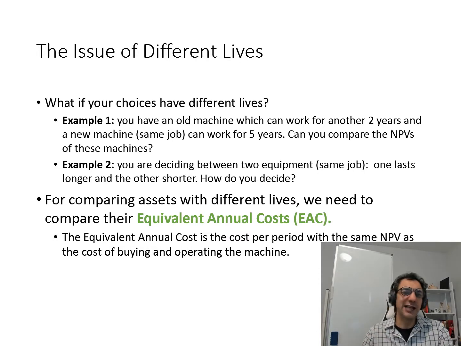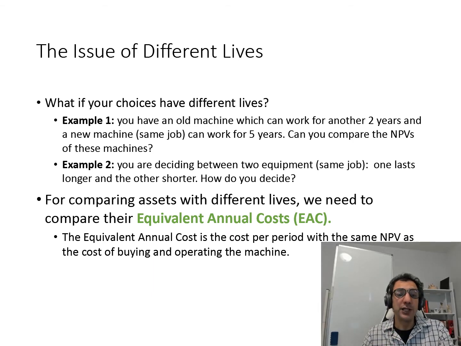So let's look at this example. You have an old machine which is still working and is good to go for another 2 years, and you can buy a new machine which does the same job, same function, but lasts longer, for 5 years. Now the question here is, should you go with this replacement decision, or should you stay with the old machine? Can we use the NPV for this project to make the right decision?